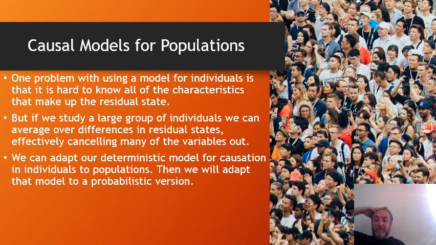So lots of different people with lots of different hair colors, right? We can, in the end, rule out hair color probably as a causal factor. If there's differences in the effect, well, it can't be hair color because we have people of all different hair colors. That's the idea. So we can adapt our deterministic model for causation in individuals to populations, and then we'll adapt that model to a probability.